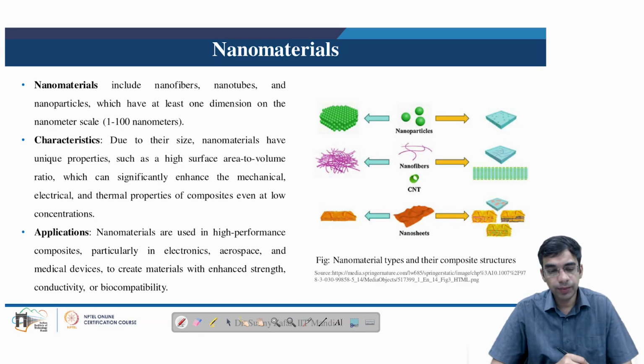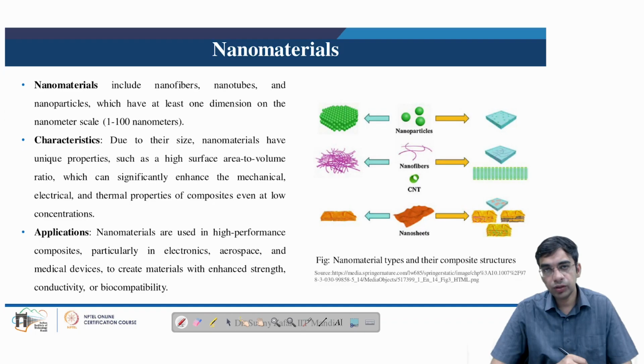Next are the nanomaterials. Use of nanomaterials has been widespread in composite materials, especially to develop nanocomposites. It involves nanofibers, nanotubes, and nanoparticles having at least one dimension in the nanometer scale, that is within 1 to 100 nanometers. Their characteristics involve unique properties such as high surface area to volume ratio, which significantly enhance the mechanical, electrical, and thermal properties even at low concentrations.